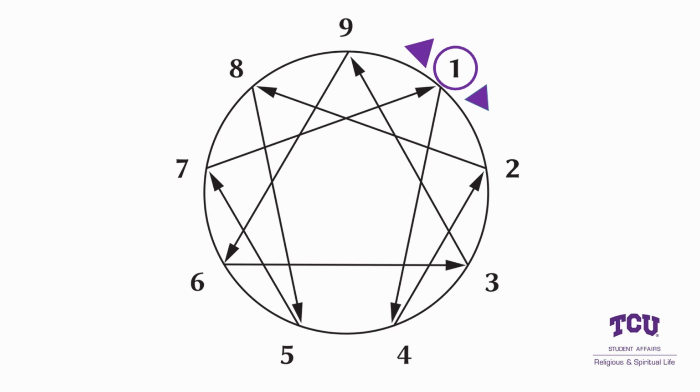If you're a type 1, you're going to have a 9-wing or a 2-wing. If you're a type 2, you will have a 1-wing or a 3-wing. If you're a type 3, you will have a 2-wing or a 4-wing, and so on and so forth around the Enneagram. It's important for you to know that you will never have a wing that isn't adjacent to your core personality type. For example, if you're a type 1, you're never going to have a 5-wing or an 8-wing. You will always have a 9-wing or a 2-wing.